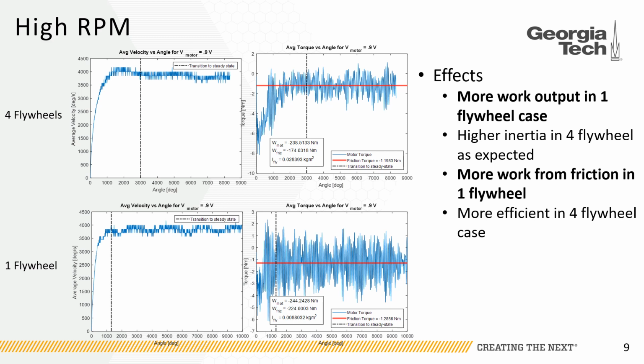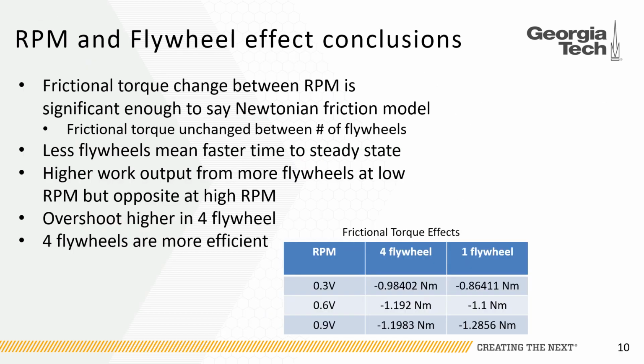For the high RPM case, there was more work output in the 1-flywheel case for this situation, which is a little bit confusing, but something that can be looked into in the future. And additionally, there was more work from friction in the 1-flywheel case, which had changed from previously.